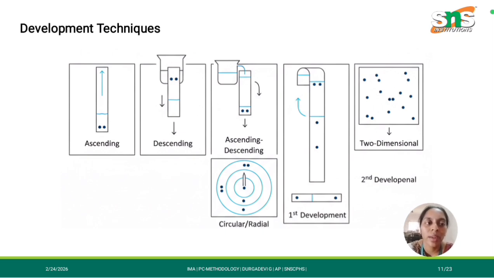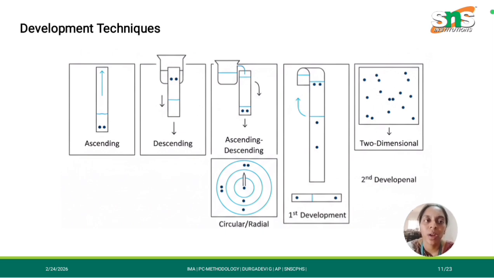Then circular or radial paper chromatography involves the use of circular papers where you keep a spot at the center, and with the help of a cotton wick the mobile phase starts moving, spreading in zones along the paper, and the different components can be separated. Separation can be done by one-dimensional and two-dimensional techniques.